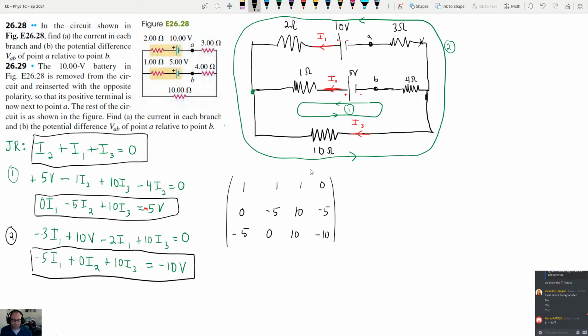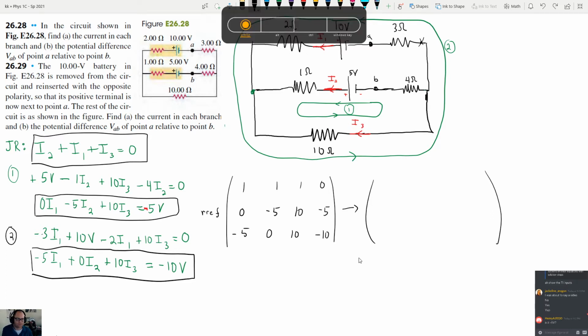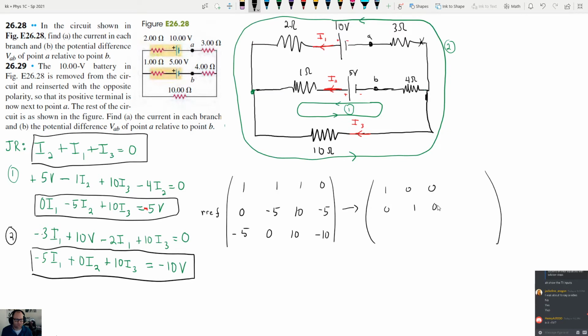Anyway, so we want to do RREF on this matrix. If we plug this into a calculator and do RREF, which stands for reduced row echelon form, then it should turn into something, and maybe you all can tell me what you get. It should look like this: 1 0 0 and an answer, 0 1 0 and an answer, and 0 0 1 and an answer. What do you all get?